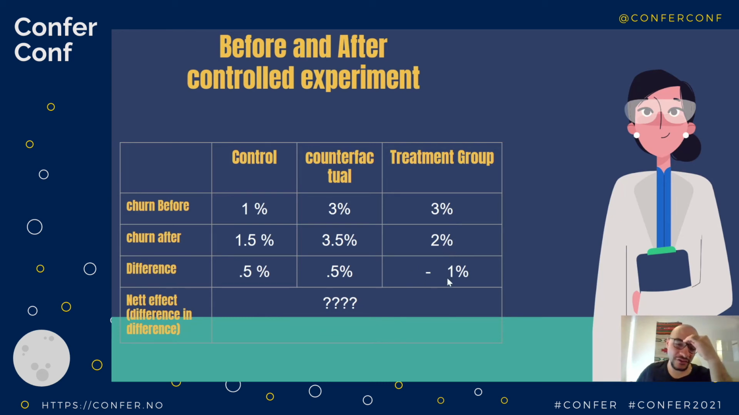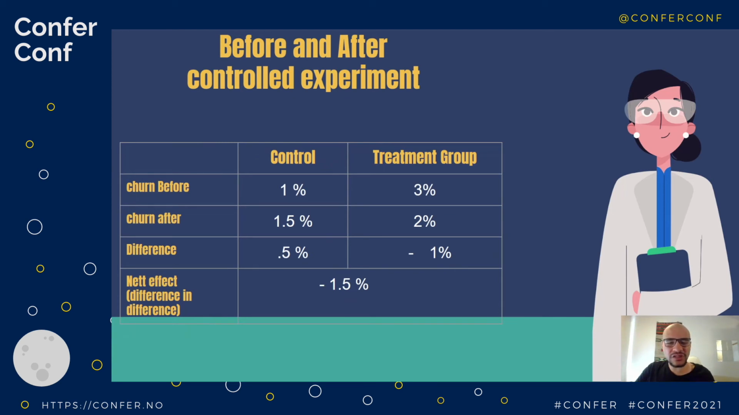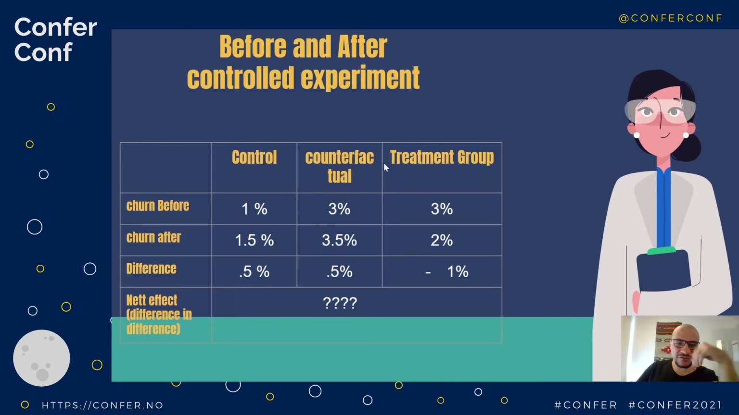So the difference here is a reduction by 1%. So in general, what is the effect of the treatment? Is it a reduction by 1%? No. Actually, without the treatment, the churn would increase by 0.5%, but it reduced by 1%. So the difference between these two points is actually a reduction by 1.5%. If we put the control as the without-treatment case, here we have the counterfactual data.